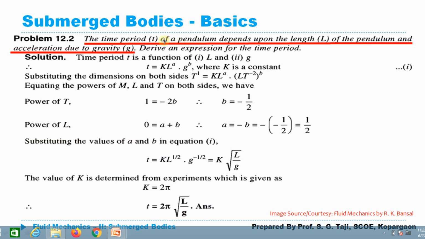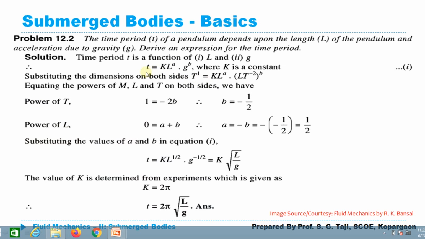So I can write the equation for T as a function of L and g. I am going to replace this functional relationship with a constant k, which is a dimensionless quantity and a constant. So first, T is a function of L and g. After that, I replace that function with k, the dimensionless constant.